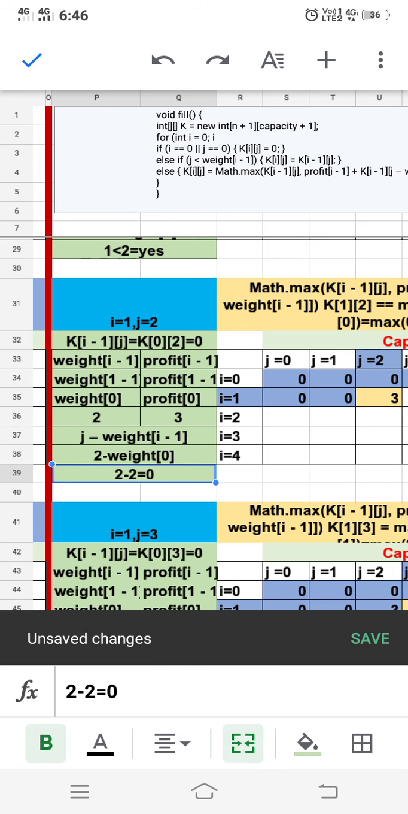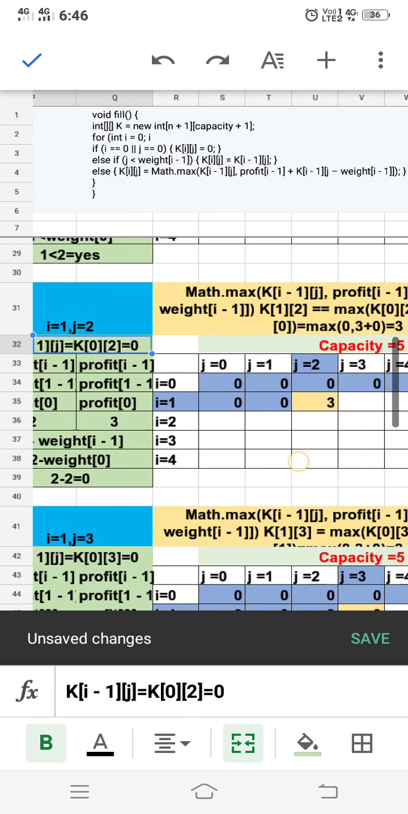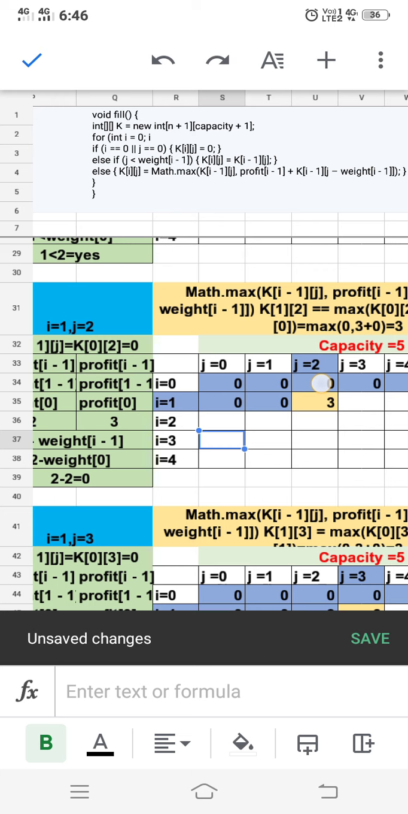This is the index of the j that I am getting now, and the k index will be i minus 1 row and the j value. That means I am accessing the value at k of 0, 2. The profit at k of 0, 2 is 0. That profit I am adding with the current object profit, that is 3. I will get 3.